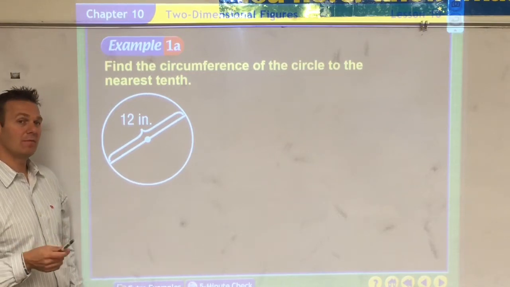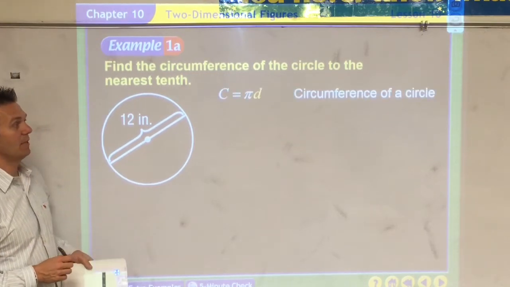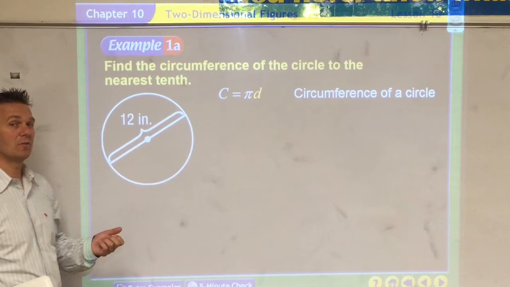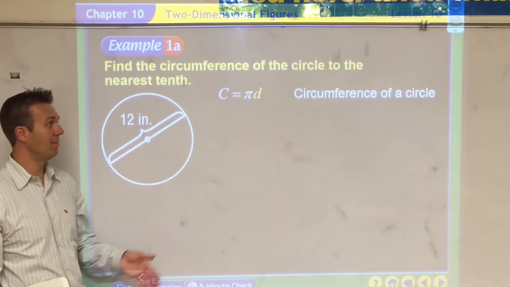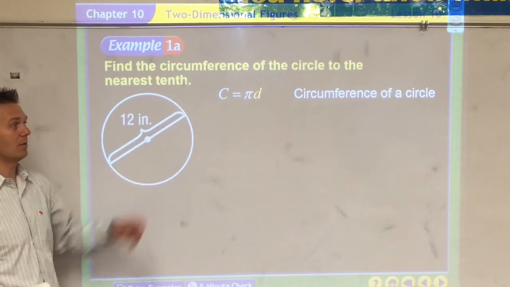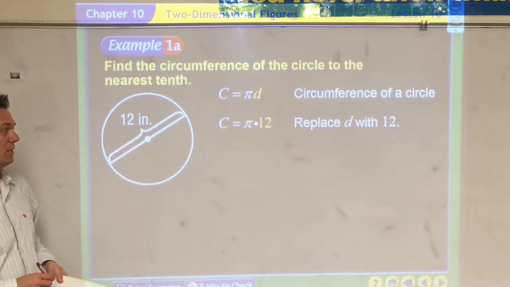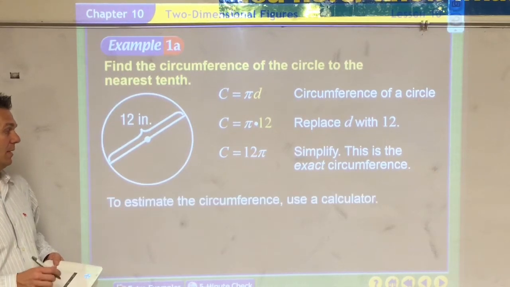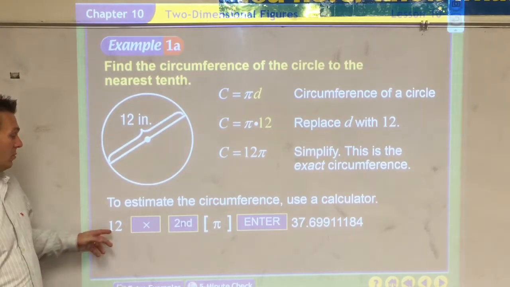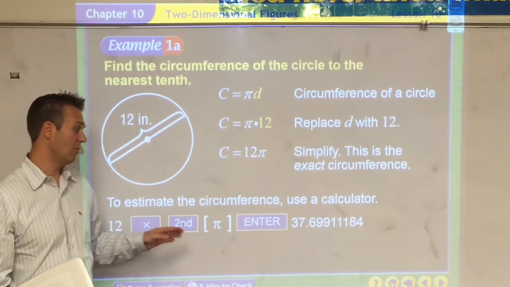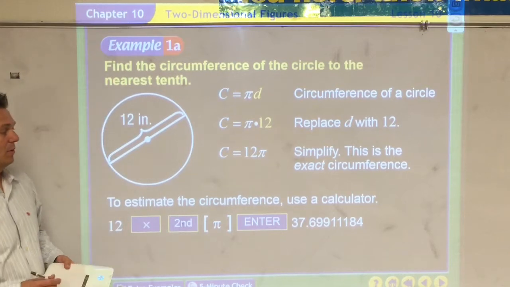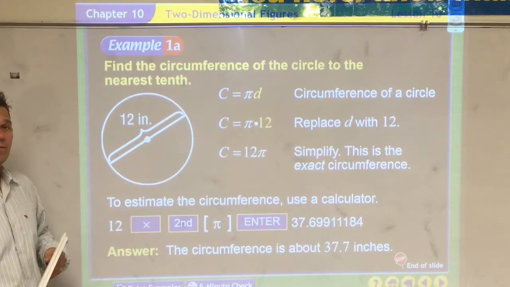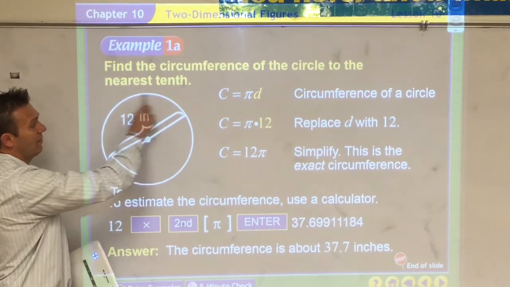And when you're finding circumference of a circle, it's very important to understand that this is the formula. Circumference equals pi, which is on your calculator, but it's also known as 3.14 or 22/7, times the d, which is the diameter, 12. So we substitute those numbers in, and you have 12 pi. You go 12 times 3.14, or you might have to hit second function pi, or just pi, and enter, and you get 37.699, and we round that to the nearest tenth, and it's 37.7. You found the circumference, you found the perimeter of the circle.